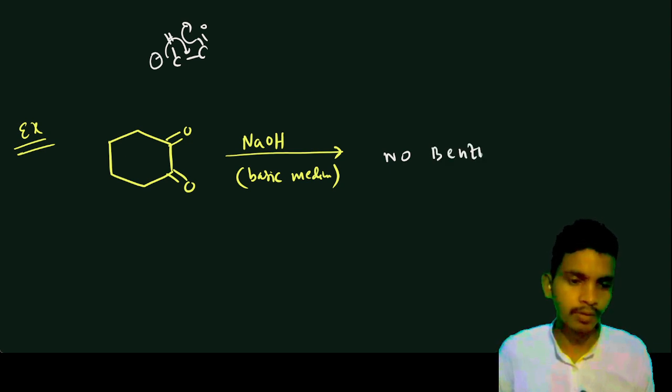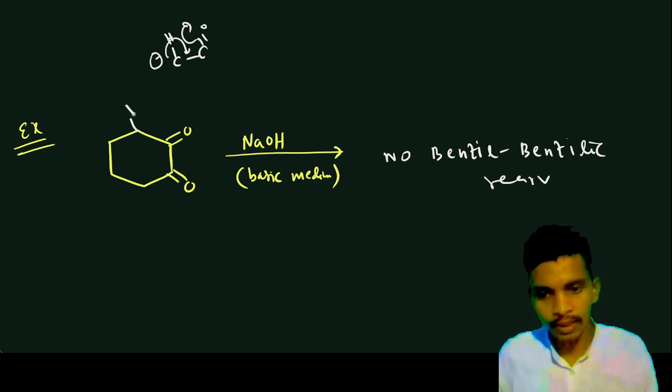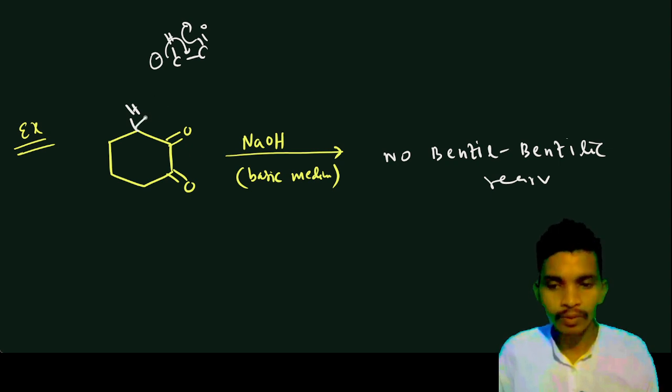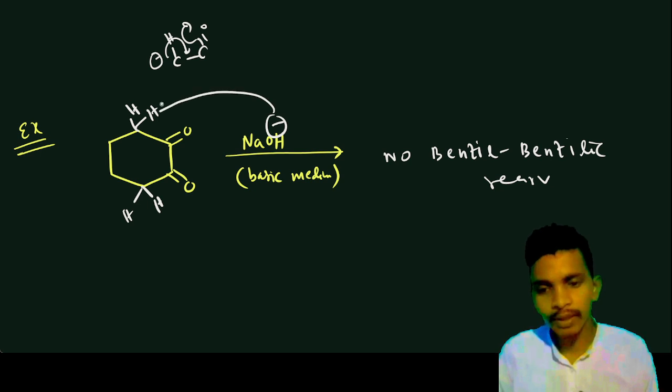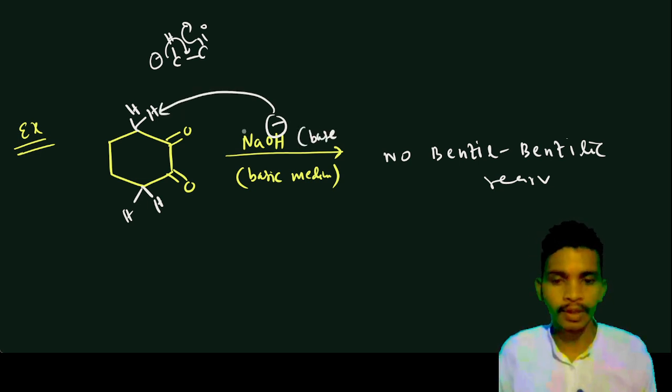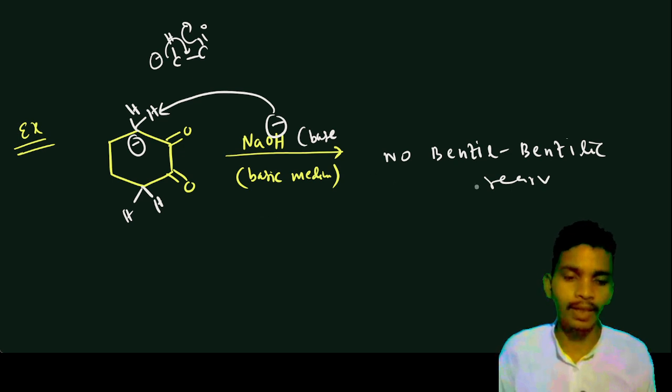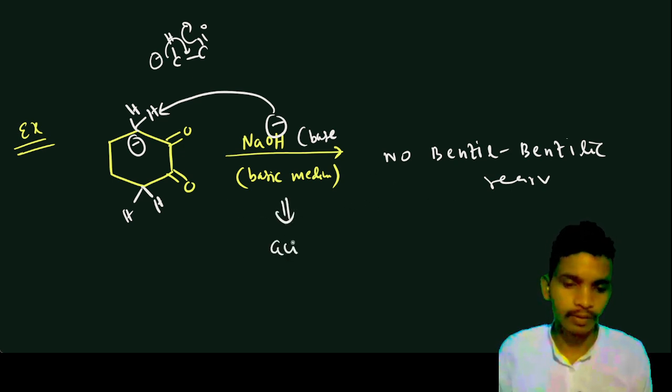No benzil benzilic rearrangement, because here we see this hydrogen is there, and here two hydrogens are there. If two hydrogens are there, then this NaOH will act as a base and abstract these protons, and what you get is a negative charge, and some acid base reactions will happen here.